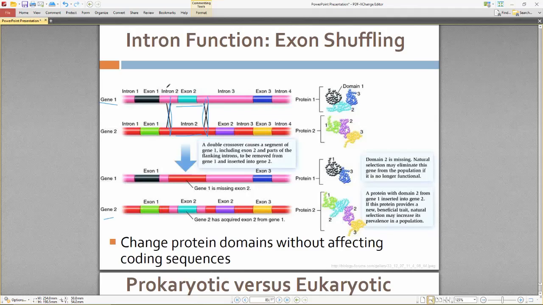But could this have happened if this entire section was an exon? Or rather, the existence of intron 2 and intron 3, and intron 2 on gene 2, allowed this point of crossing over to transfer exon 2 from gene 1 to gene 2. Does that make sense? So this allows each gene to have different exons or change their protein domains without affecting other coding sequences. This exchange of exon 2 from gene 1 to gene 2 did not disturb any other exons on either gene because the introns were there. Does that make sense, guys?